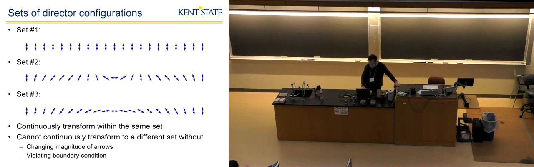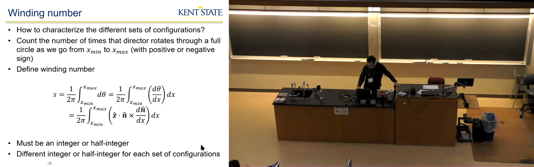Okay. So I gotta go forwards here. Come on. All right. So to characterize the different sets of configurations, this is what I just told you. We want to count the number of times that the director rotates through a full circle on the way from X min to X max. That's the winding number. I could characterize that by an integer by looking at the angle theta, the angle of the director relative to some reference, okay? And that angle has to rotate through pi radians, or a multiple of pi radians, a multiple of 180 degrees, okay?